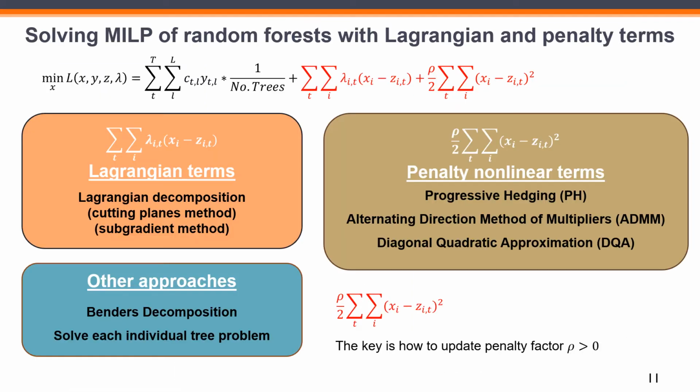Except for Lagrangian terms, we can also add penalty nonlinear regularization terms with penalty factor rho, which further enforce the convergence of the equalities. We have different approaches to address these nonlinear terms, such as progressive hedging, alternating direction method of multipliers, and diagonal quadratic approximation. For other approaches, such as Benders decomposition, which addresses complicated variables in the original big M formulation, we can also solve each individual tree problem individually, like the sample average approximation. For these penalty nonlinear terms, it is very important to update the penalty factor.